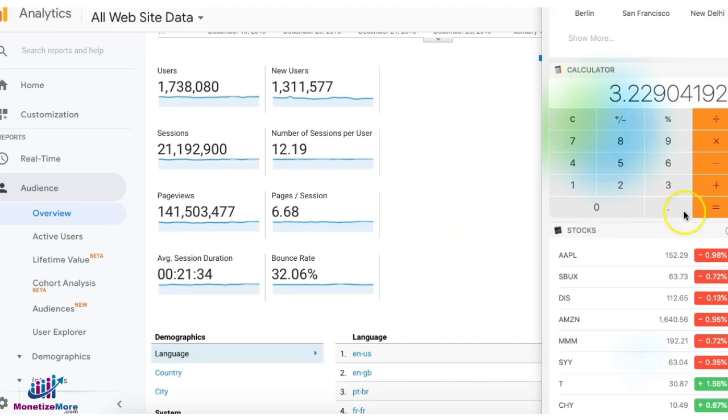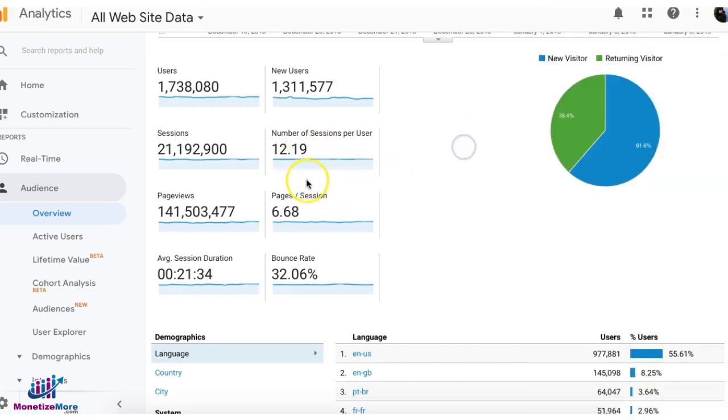And that's 3.23. So we'll have to convert 0.23 into seconds: 0.23 times 60. So on average, for this website, each user spent about 3 minutes and 14 seconds per page.